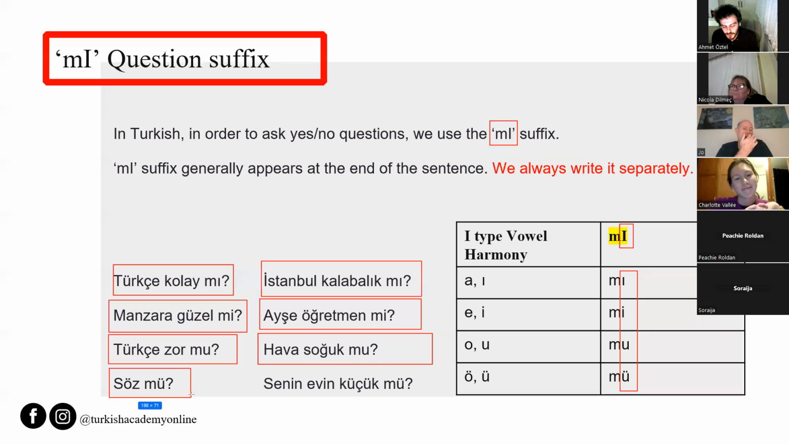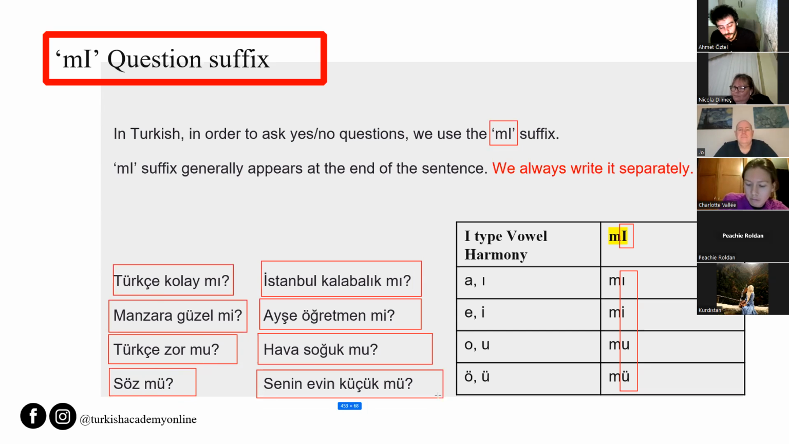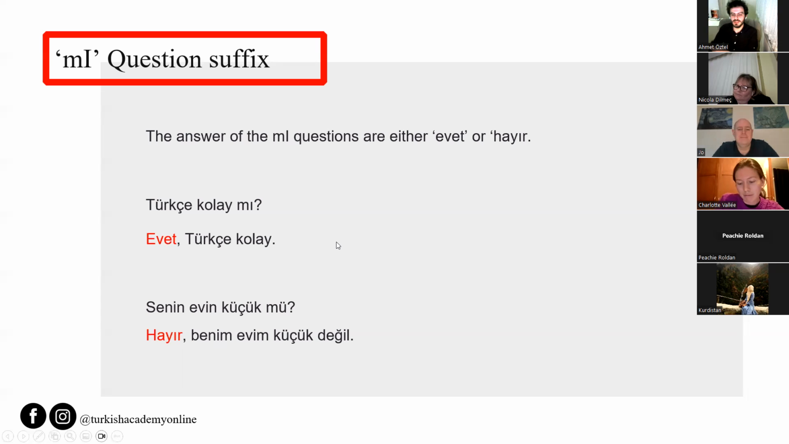There is one exception over here. This söz mü, in colloquial language, we wouldn't say evet to this question. But if you want to say, do you promise, to someone, you can just say söz mü. And the answer is usually söz. We don't say evet söz. We just say söz. Senin evin küçük mü? Hayır. Evet. Pekala. Okay. So this is the idea.